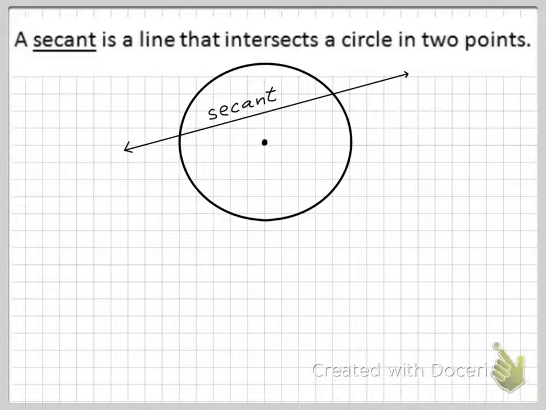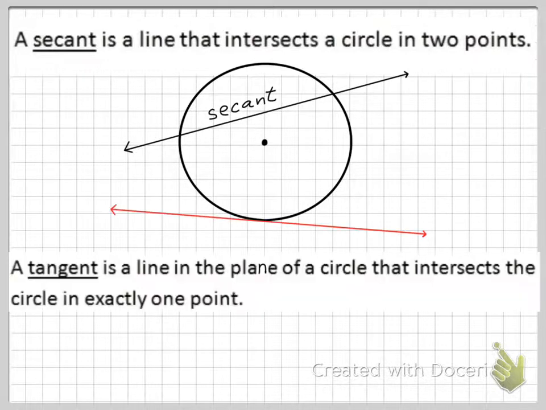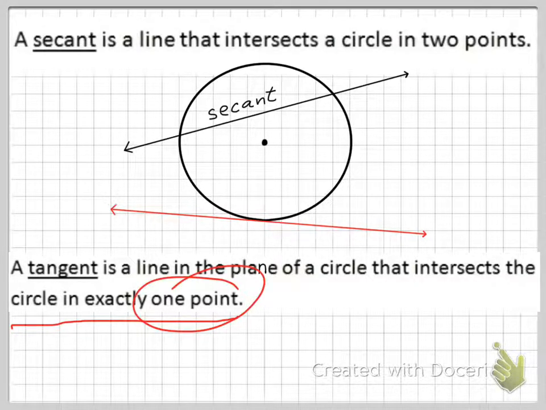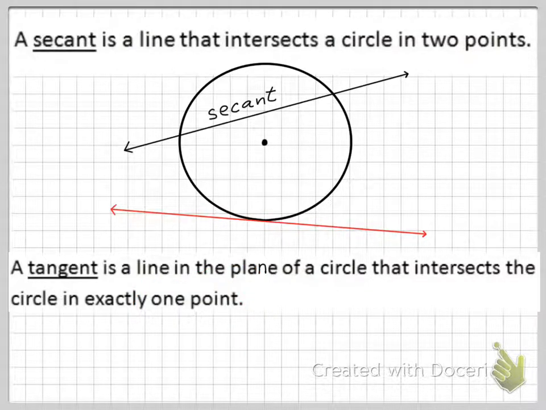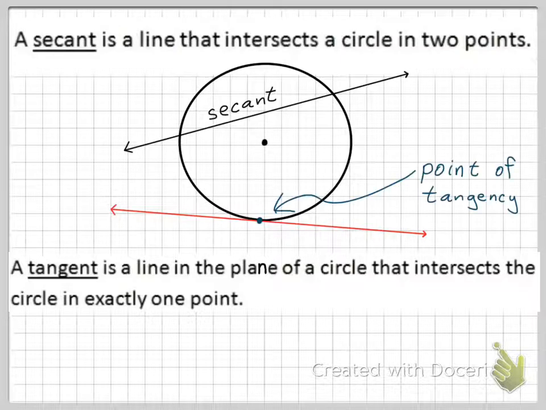And then finally we have a tangent. A tangent is a line in the plane of a circle, so it's in the same plane as the circle, like on the same sheet of paper, that intersects the circle in exactly 1 point. Tangent lines to a circle hit in exactly 1 point. That's very important. They touch the circle in exactly 1 point and 1 point only. And that 1 point is called the point of tangency. Okay, you can write that down and get caught up.